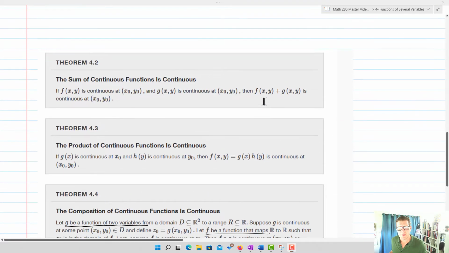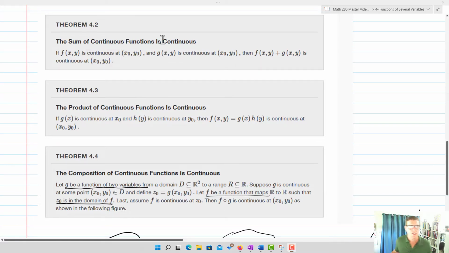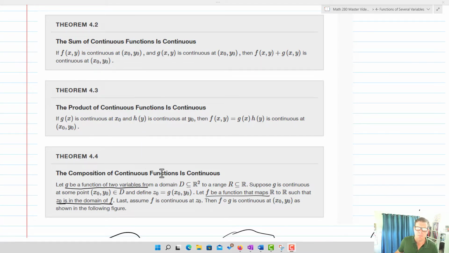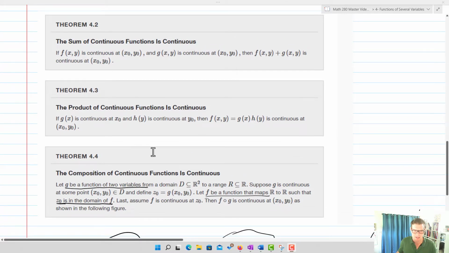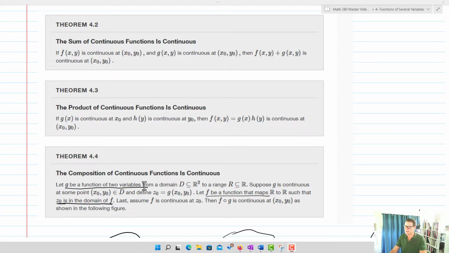So we've got these 3 requirements, right? The sum of continuous functions is continuous. The product of continuous functions is continuous. And if you compose 2 continuous functions, and they're composed at points that are in the appropriate domains, and in addition are continuous at those points, then we actually get continuity back. So make sure that as you're reading theorem 4.4, you understand those requirements when it comes to the domains and ranges of your functions.